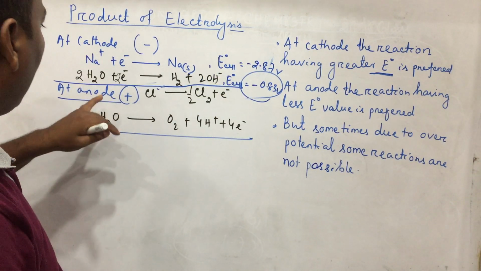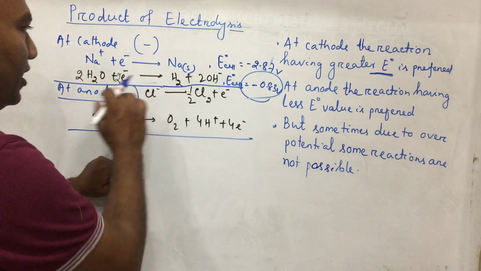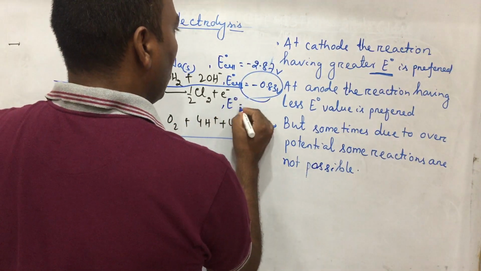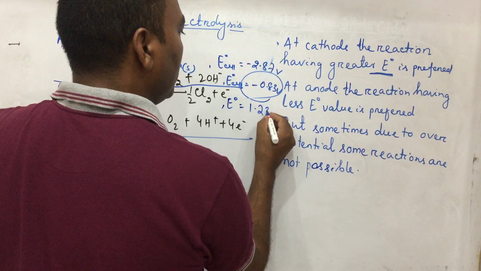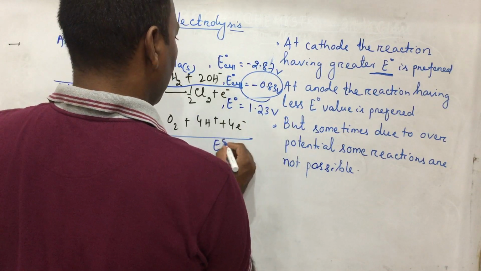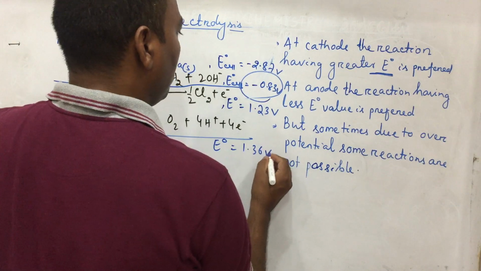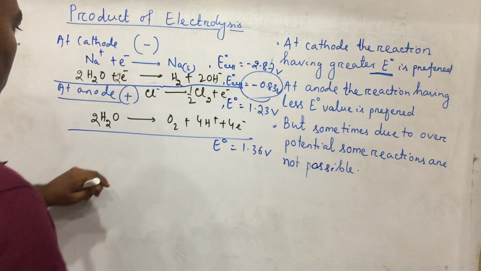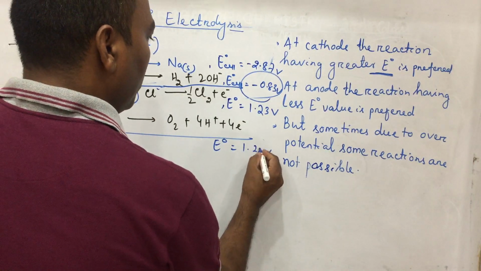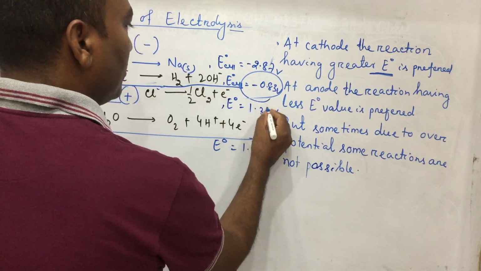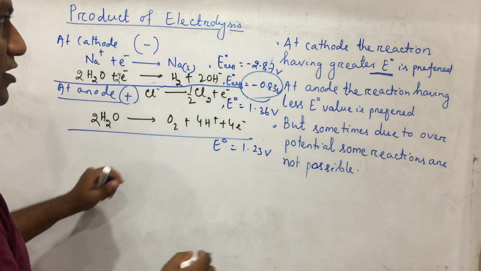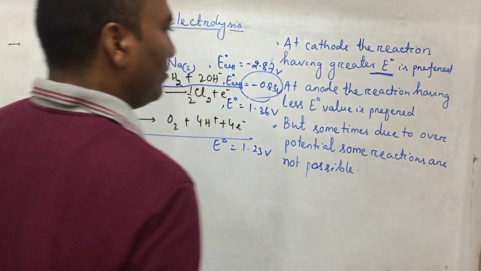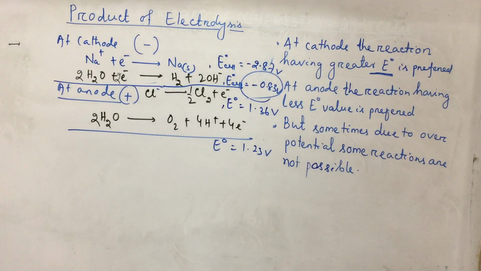Similarly, at anode, which reaction? So chlorine, its E° value is how much? Chlorine is 1.36 volt and water is 1.23 volt. Now see, come to the theory. At anode, the reaction having less E° value is preferred. Okay, less E° value is preferred.